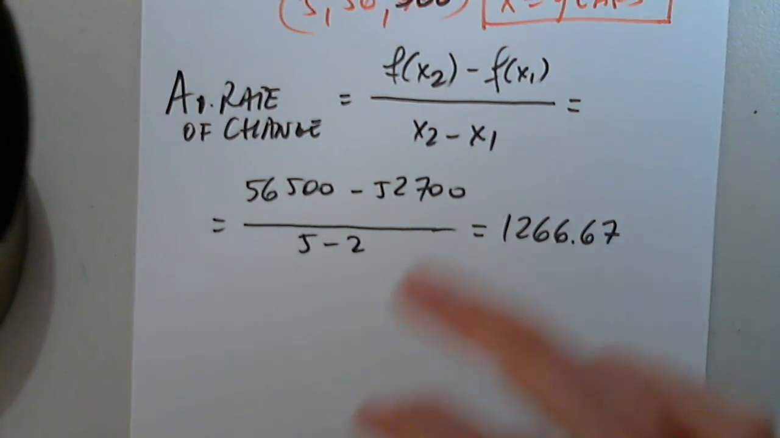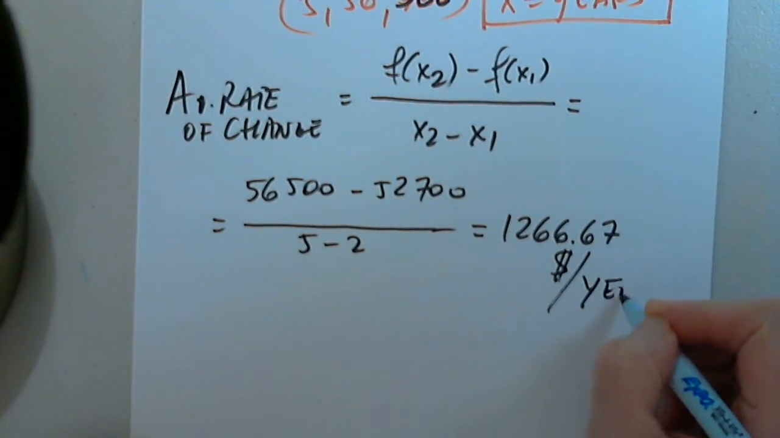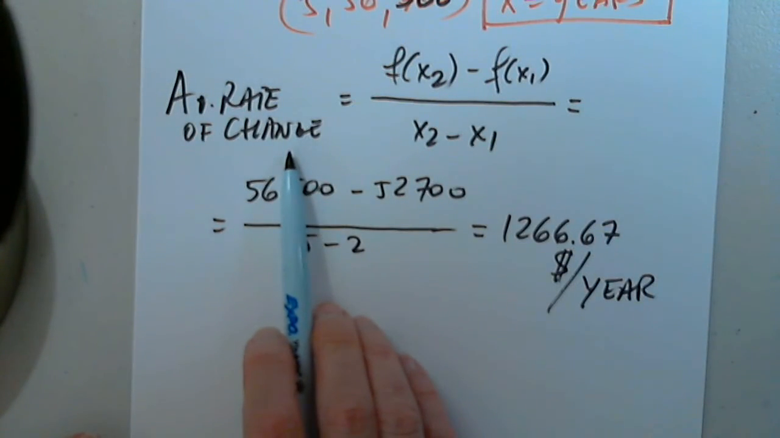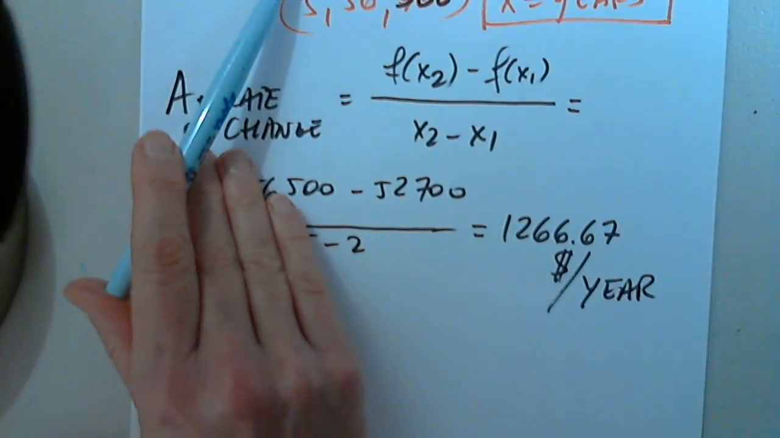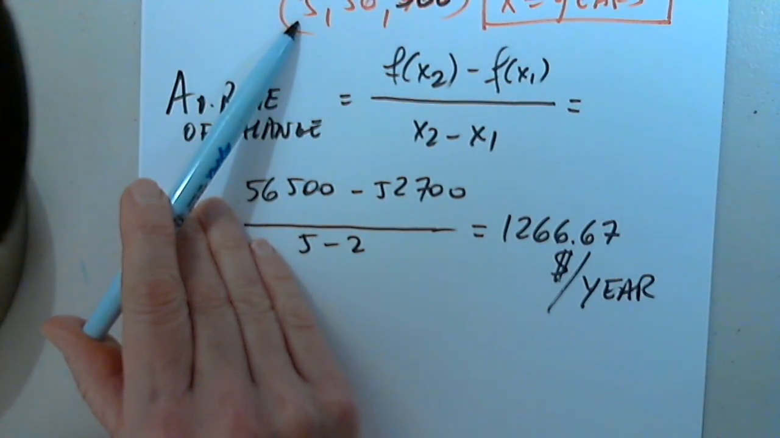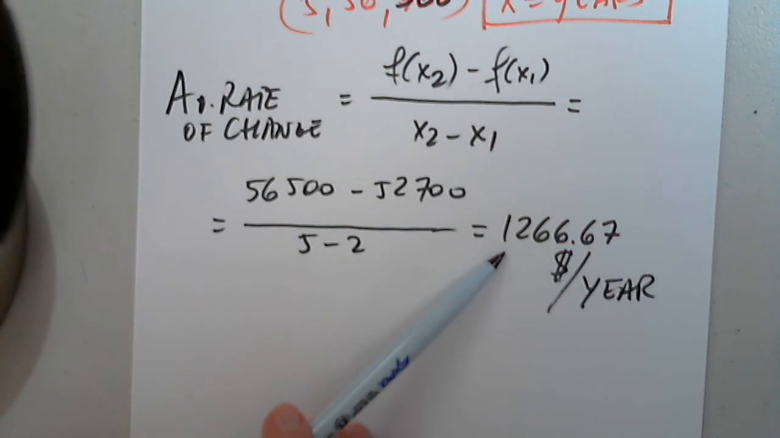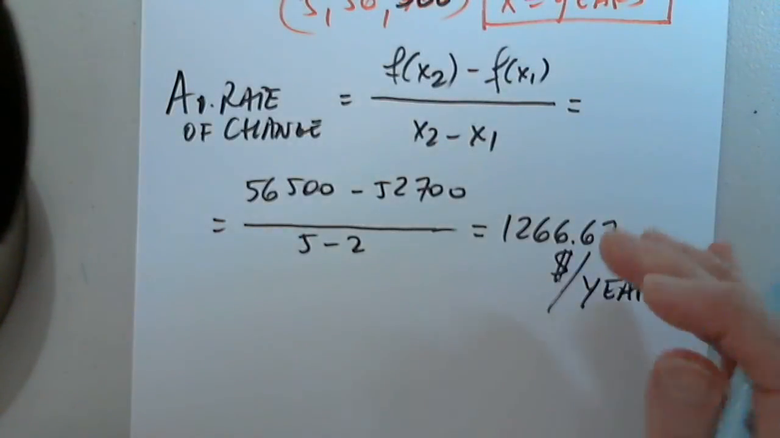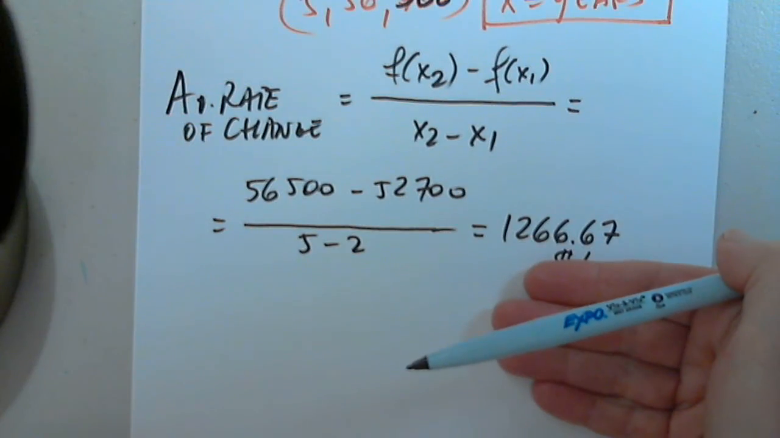Now, if I omit the measurement unit, I will get points off. The measurement unit for a ratio like this would be dollars per year. Brilliant. So first of all, it's an increase of $1,266.67 per year from the year 2012 to 2015. That's what happened. The average income increased by $1,266.67 per year.